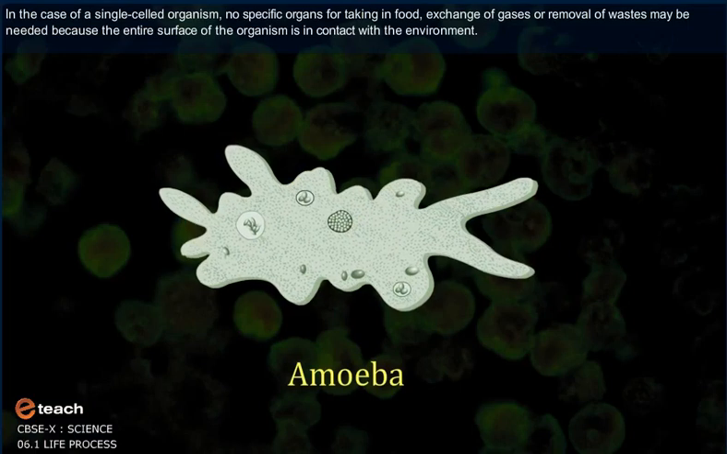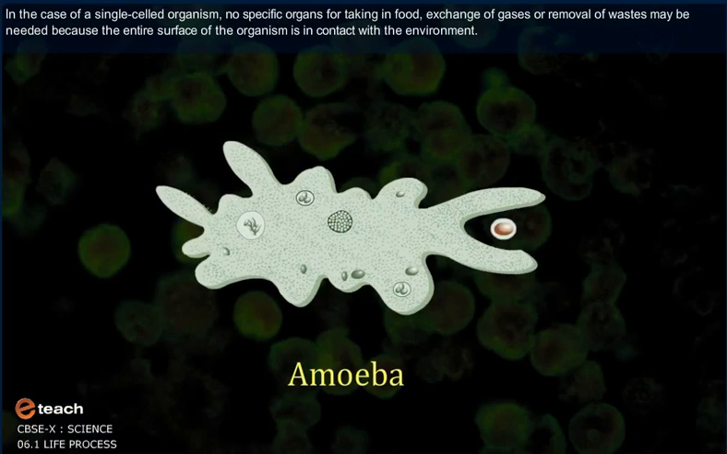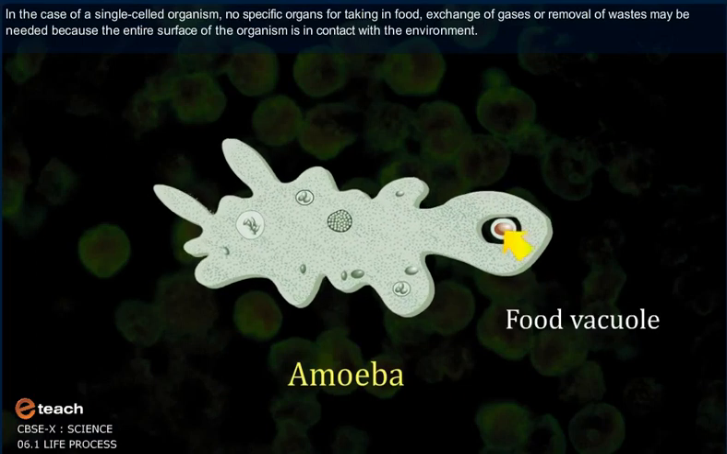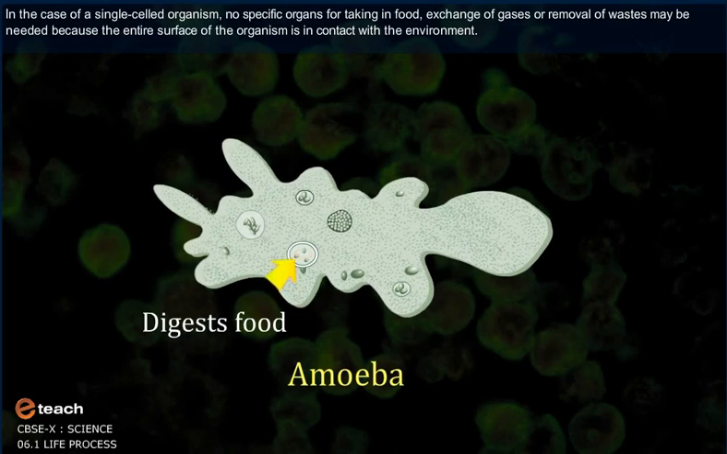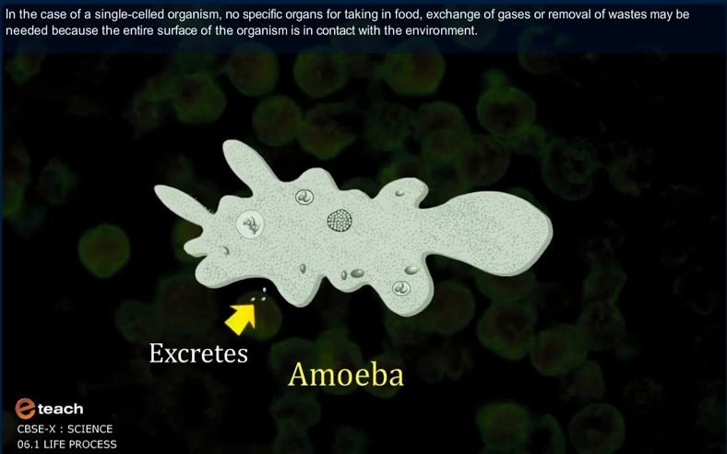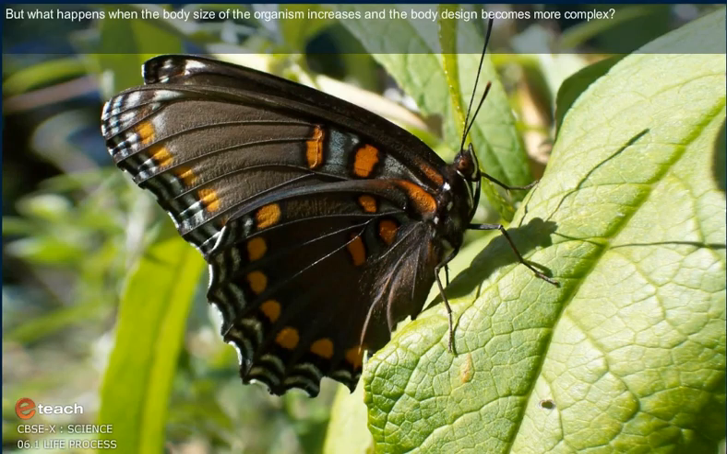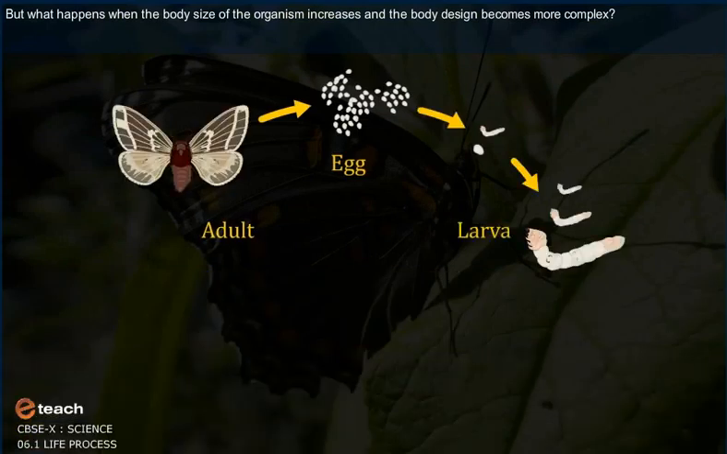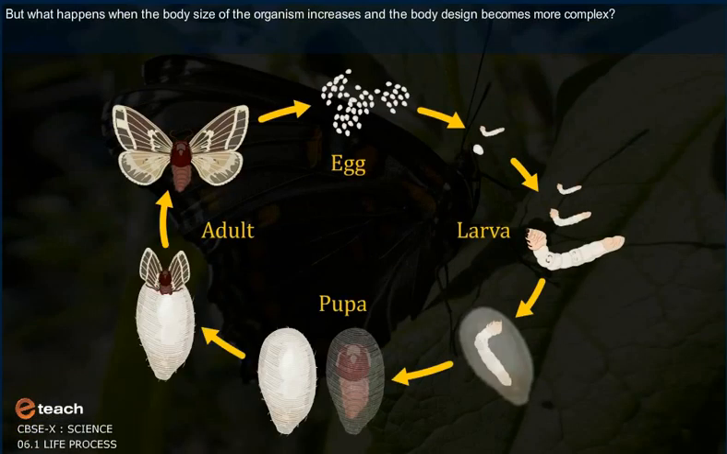In the case of a single-celled organism, no specific organs for taking in food, exchange of gases, or removal of wastes may be needed because the entire surface of the organism is in contact with the environment. But what happens when the body size of the organism increases and the body design becomes more complex?